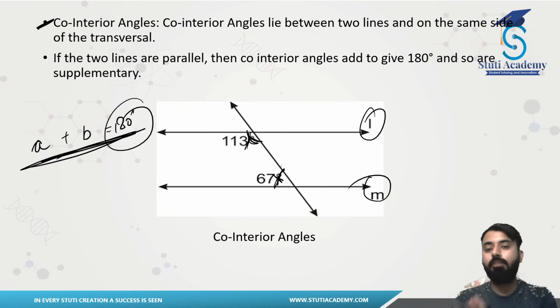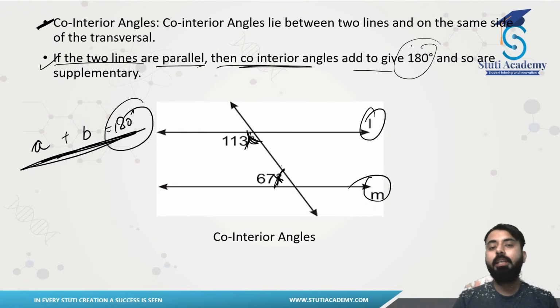So remember, for parallel lines, the sum of the angles on either side will be 180. This is the condition that has been written here. If two lines are parallel, then their co-interior angles will add to 180. If they are not, they will not add to 180. You can say these co-interior angles will be supplementary if the lines are parallel. This is an important thing. You should remember this.